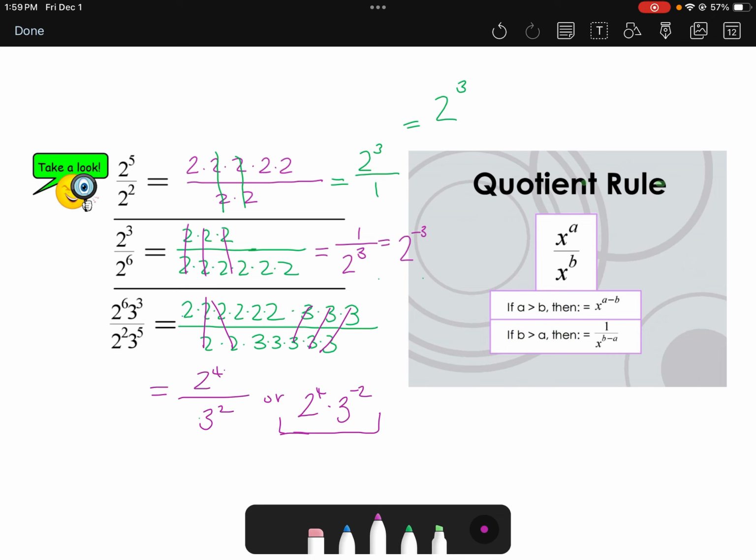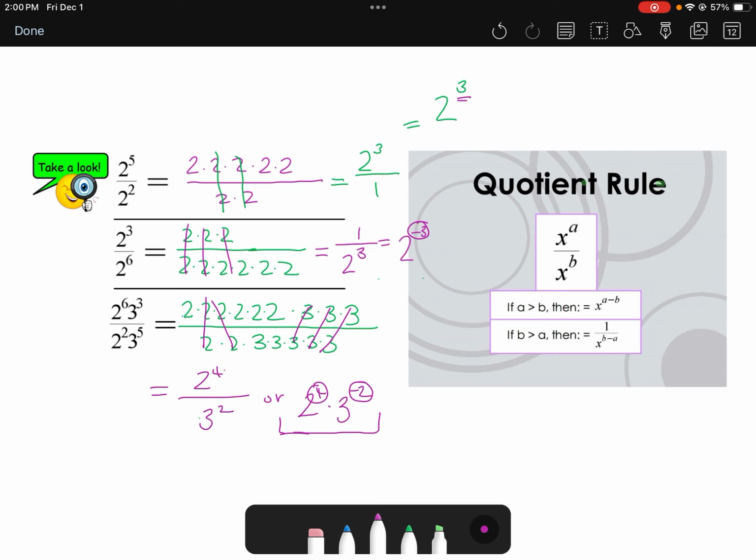So remember, division is the opposite of multiplication. Let's think about when we did the product rule, when we were multiplying with the same base, we added the exponents. Well, now we're dividing the same base. Because division is the opposite of multiplication, what is the opposite of addition? Subtraction. So if you look here, I have 5 minus 2, which is 3. 3 minus 6, negative 3. 6 minus 2 is 4. 3 minus 5 is negative 2.